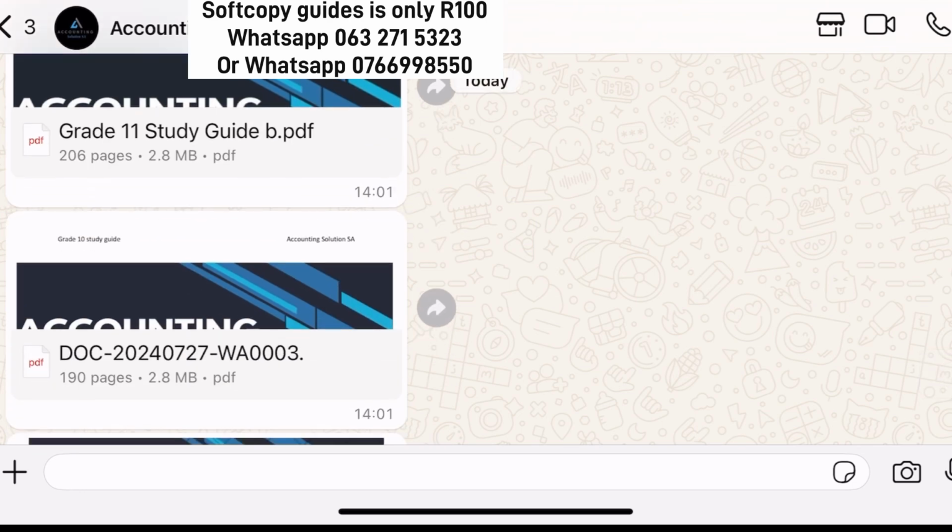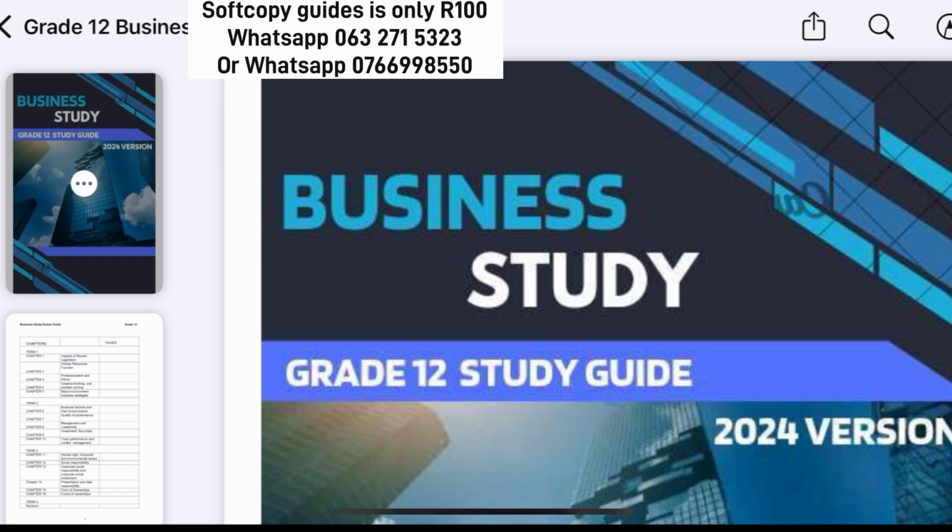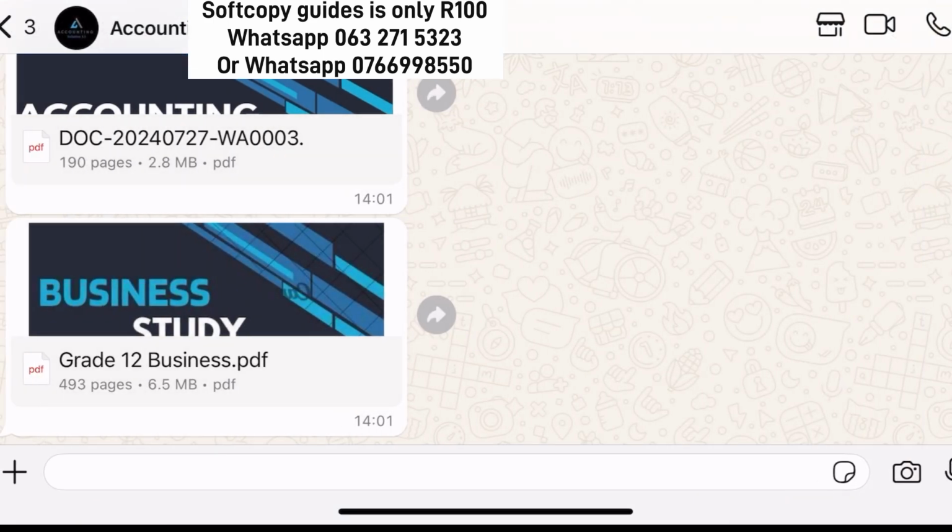Now let me show you business studies. Guys, remember, a study guide is only a soft copy. We don't have a hard copy. People came to me and asked how I am going to deliver it. A hard copy cannot be 100 rand. You can see the study guide for business studies here, 493 pages. Imagine if I'm printing 493 pages. How much am I going to spend, how much am I going to sell it to you for, and how much am I going to pay to deliver it to you? That is going to be more expensive.